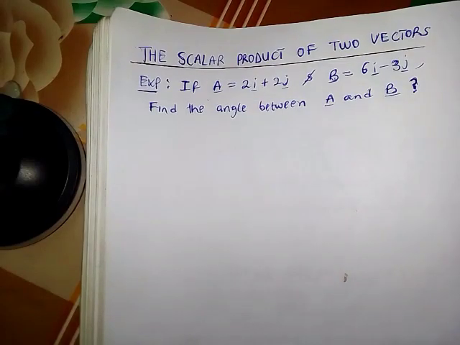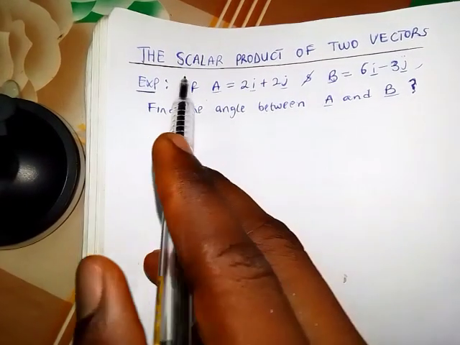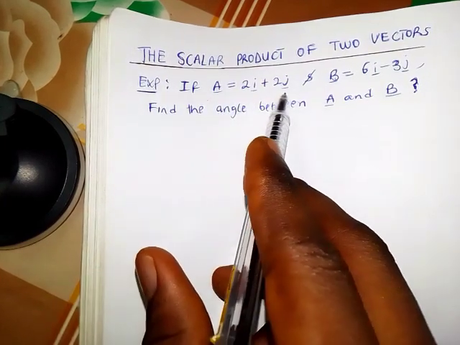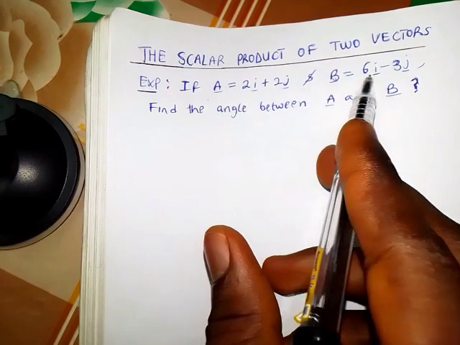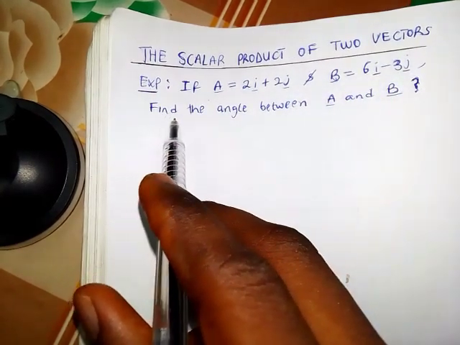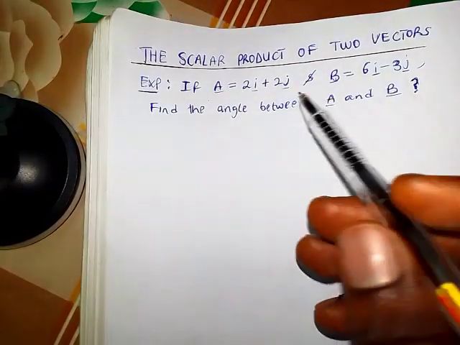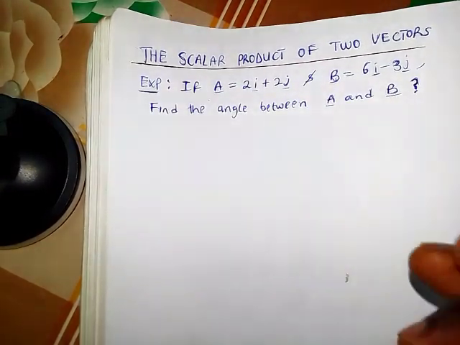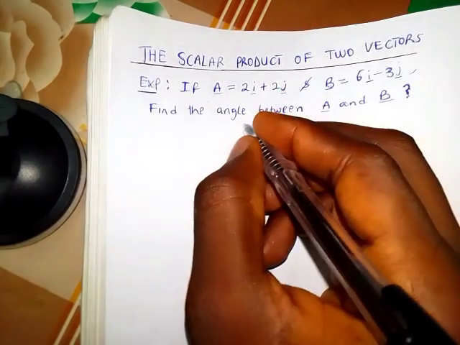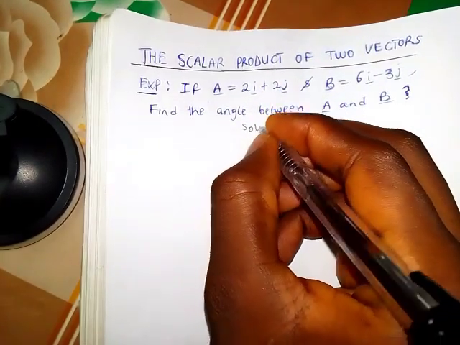The scalar product of two vectors. So we are given an example. It says if vector A equals 2i plus 2j and vector B equals 6i minus 3j, find the angle between vector A and B. To determine the angle between vector A and B, we are going to implement this formula.